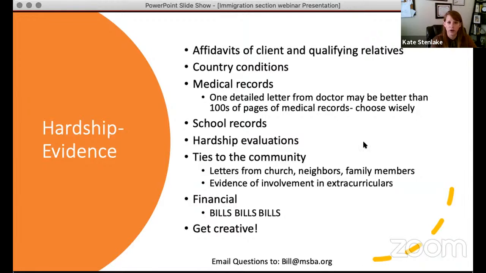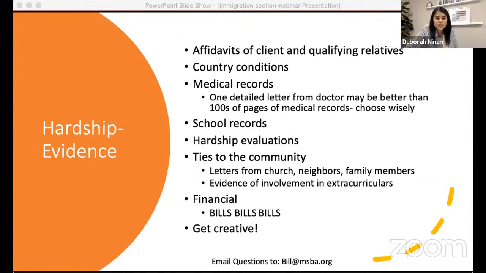Get a letter from a doctor explaining why access to medical care is important for a client, even if cancer's in remission, but they still need screening, or the diabetes is under control, whereas before they were in and out of the hospital. Get a letter from a doctor explaining why it could still be an issue in the future. Also things like future access to education, such as if a qualifying relative wants to go to school to become a nurse, but they're not technically in school right now, you can still explain that and explain why those future opportunities would be cut off if the client is deported.